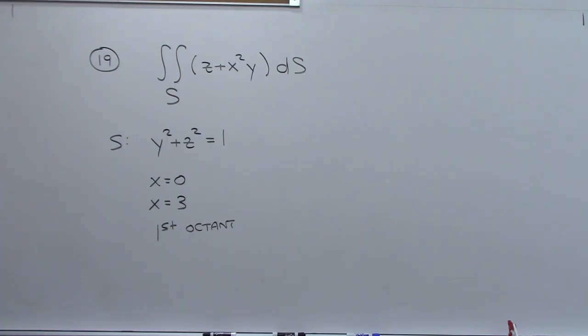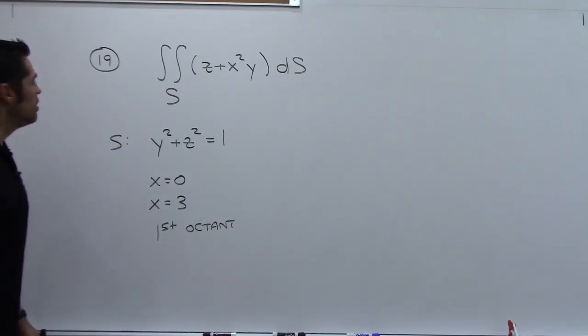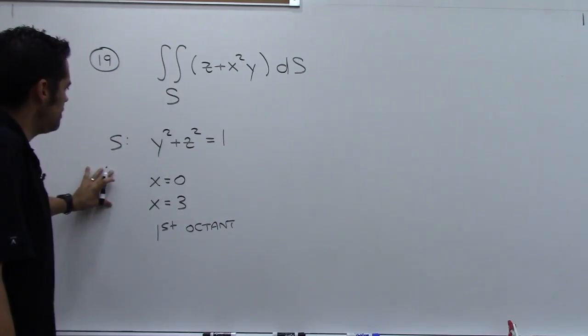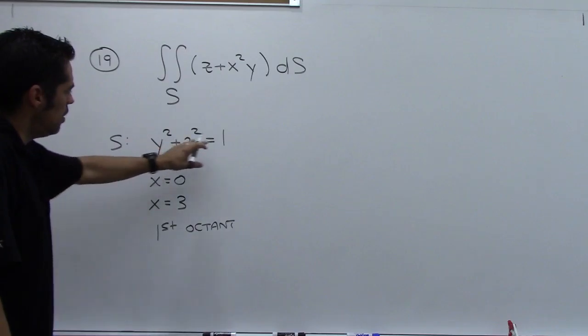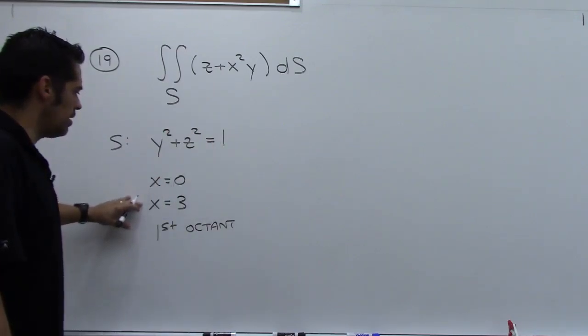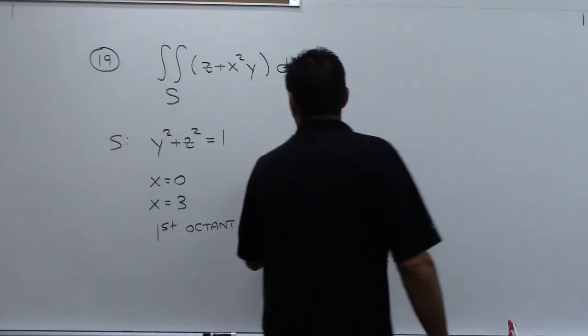Okay, I'm working 13.7, number 19. We have this surface integral. Here's our surface S. We have a cylinder, radius 1, that comes out the x-axis. We're looking in the first octant and we're cutting it off between x is 0 and x is 3.